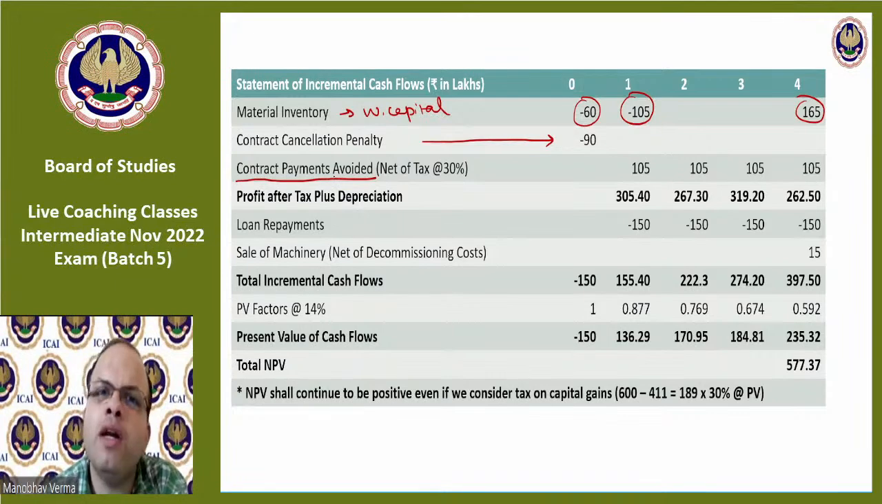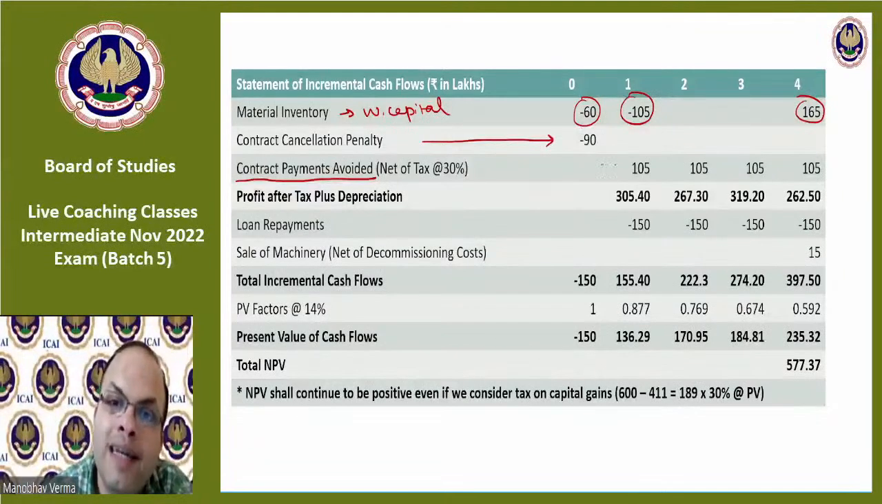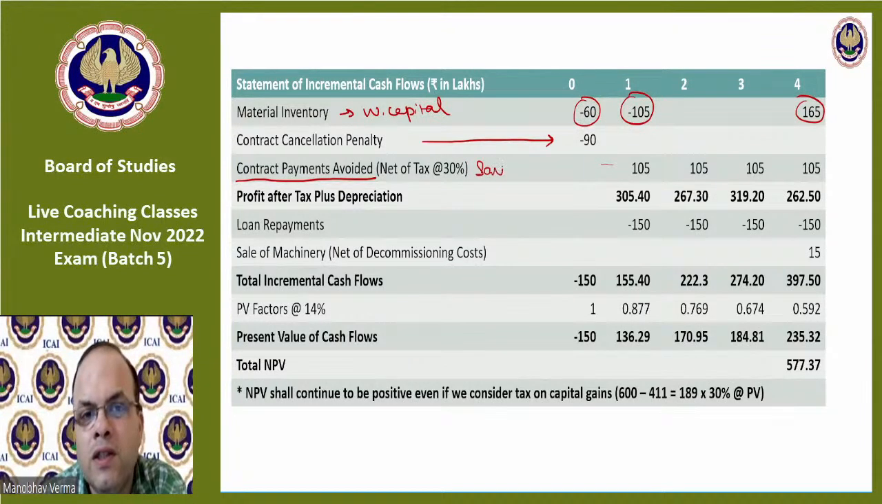Very interesting. What contract payments? 150 lakhs. You were supposed to pay. Now you are not paying that 150 lakhs. But mind you, if that 150 lakh was paid, that would have brought a 30% tax saving. So net, I'm talking about a 105 saving every year. Guys, everyone with me on this?